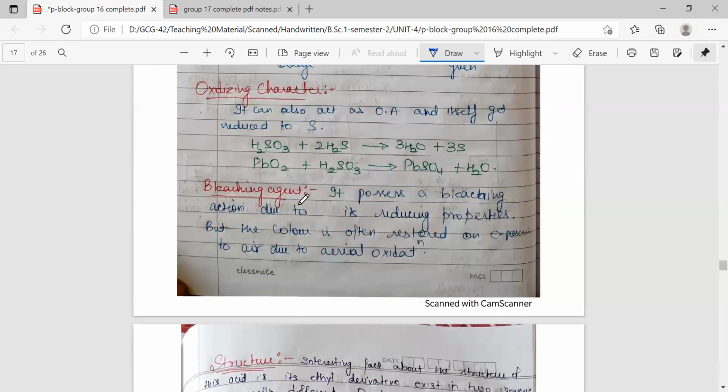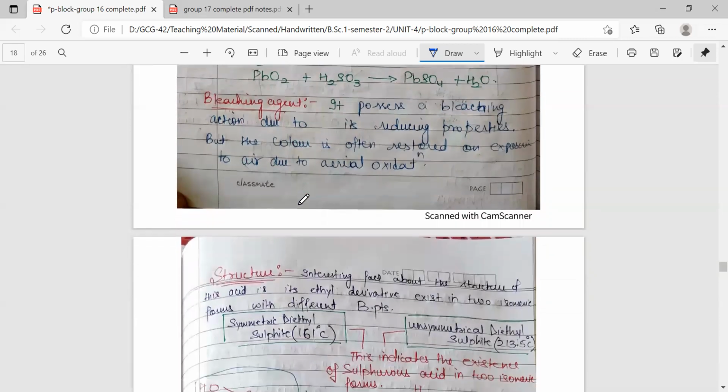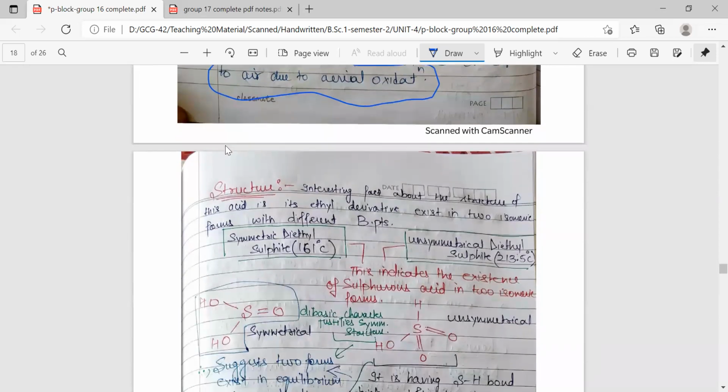So next, it can act as a bleaching agent. It possesses a bleaching action due to its reducing properties. But the color is often restored, just like with one of the oxides of sulfur, where nascent hydrogen was produced, and due to that the bleaching action was there. And whenever there was reaction with oxygen or air, due to aerial oxidation, the color is going to be restored. Same is the case here, the color is going to get restored due to the presence of air.